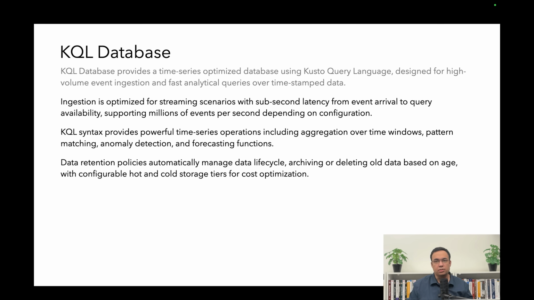Data retention policies automatically manage data lifecycle. You can configure how long data should be kept. Old data can be automatically archived to cheaper storage or deleted entirely. You can have configurable hot and cold storage tiers. Hot storage keeps recent data in memory for instant queries. Cold storage keeps historical data on disk for cost-effective long-term retention. This automatic lifecycle management should optimize cost while ensuring performance for recent data.